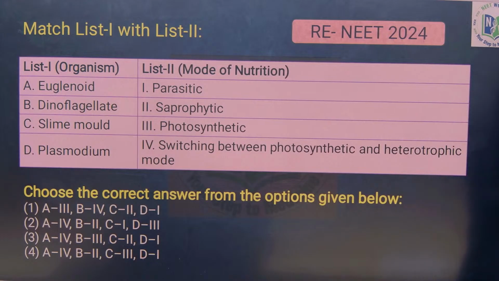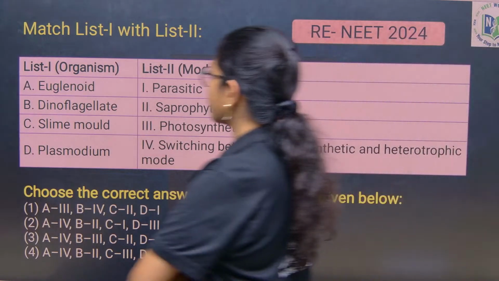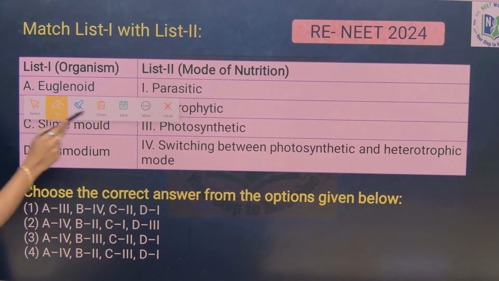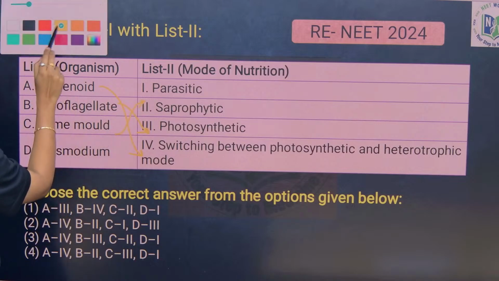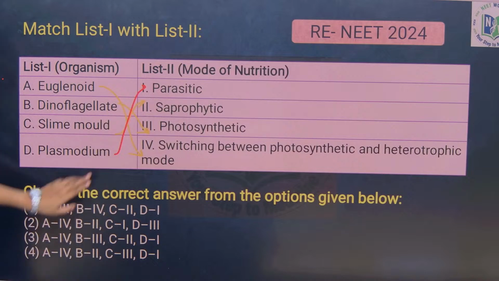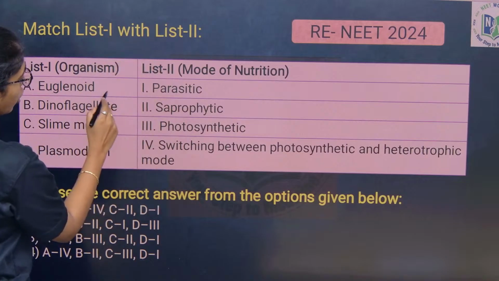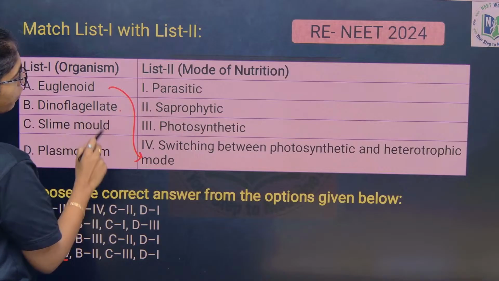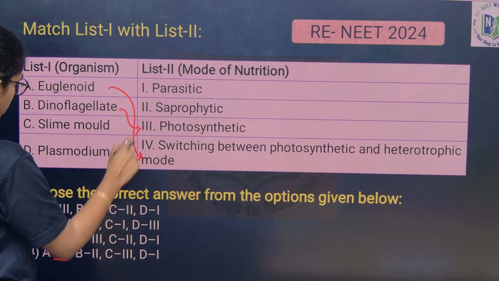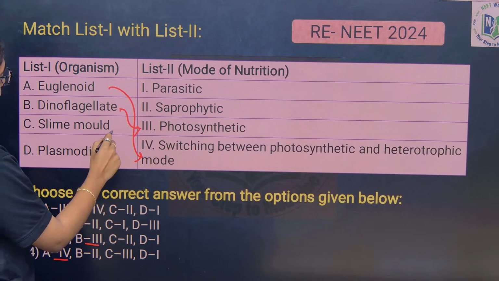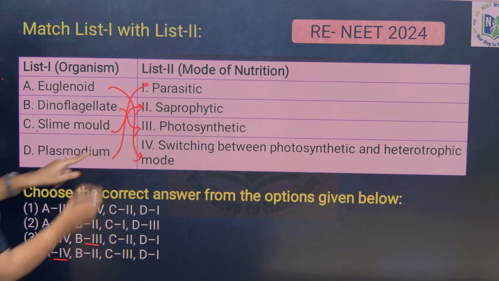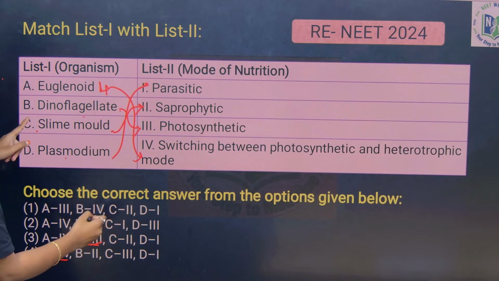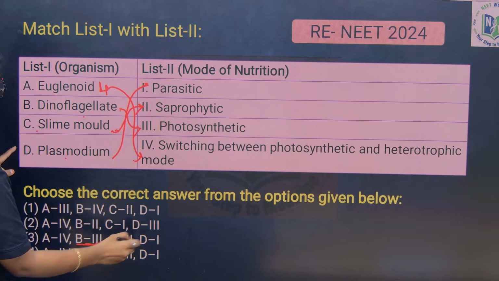Match list 1 and list 2. Sure, confident? We will see. Euglenoid, option 4, right? Dinoflagellate, photosynthetic. Slime molds, parasitic. And Plasmodium, Plasmodium parasitic. Wait. Euglenoid is option 4. Okay. Dinoflagellates we can say photosynthetic, option 3. Yes. Slime molds, saprophytic, right? Parasitic. Both we can include. Plasmodium is parasitic, which is a protozoan. So, here A is 4, B is 3, C is 2, D is 1, option 3, right?